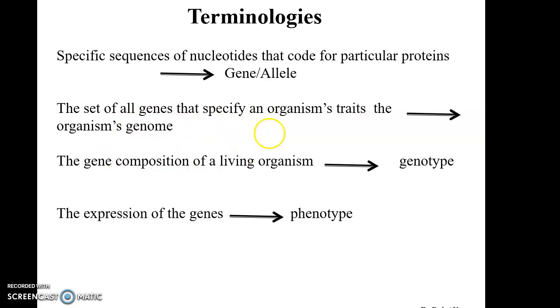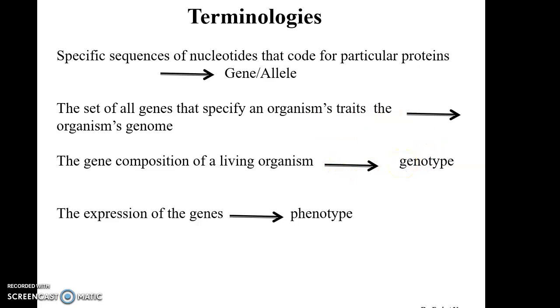And after the organism genome, what is important is the genotype. Genotype is basically the gene composition of living organisms. The set of all genes that specify an organism's traits is known as the genome, and the genome of a human cell consists of about 20,000 genes. And the gene composition of a living organism, as I have told, is known as the genotype.